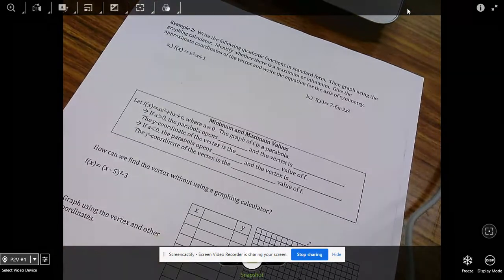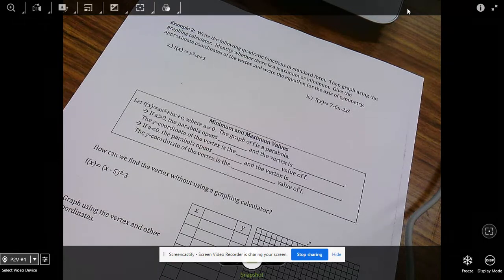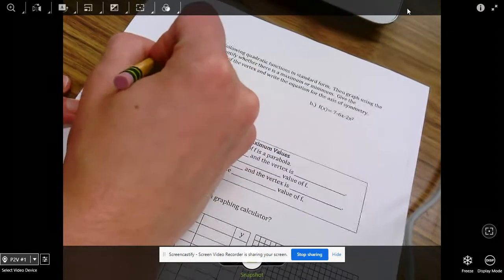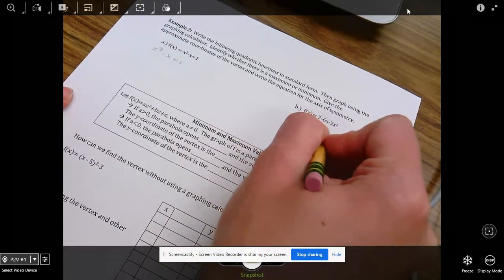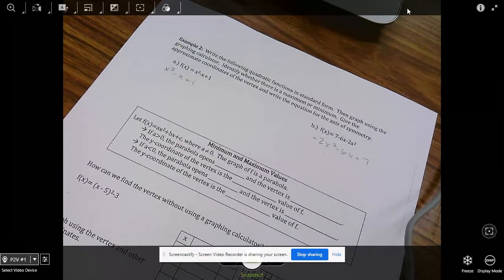All right, it says example 2. Write the following quadratic in standard form. Then using the graphing calculator, identify whether there's a maximum or a minimum. Give the approximate coordinates of the vertex and write the equation of the axis of symmetry. So first of all, make sure it's in standard form, from highest degree to lowest degree. And then you're going to graph this in your graphing calculator.